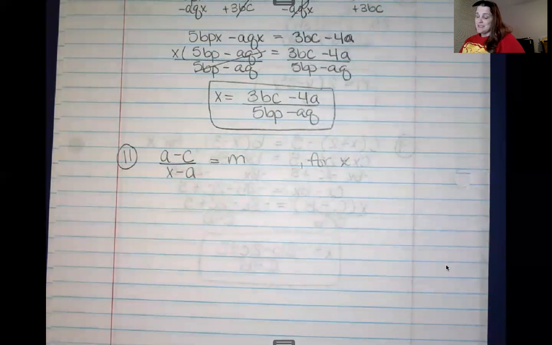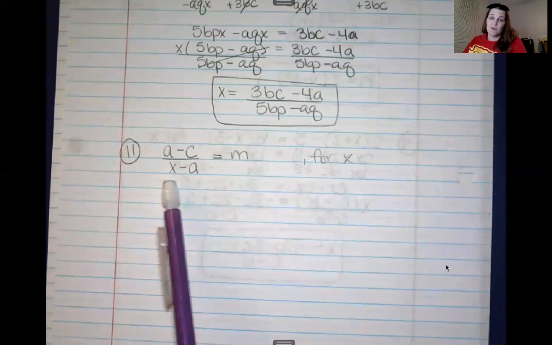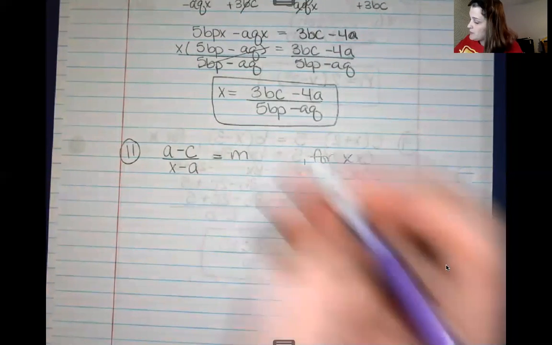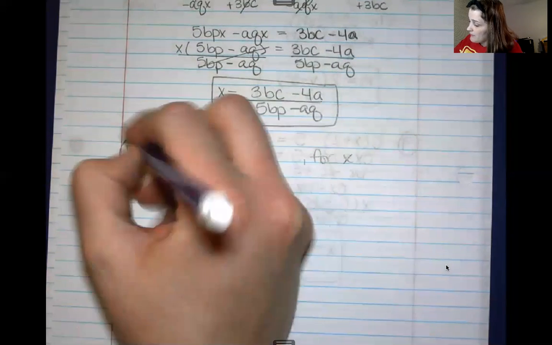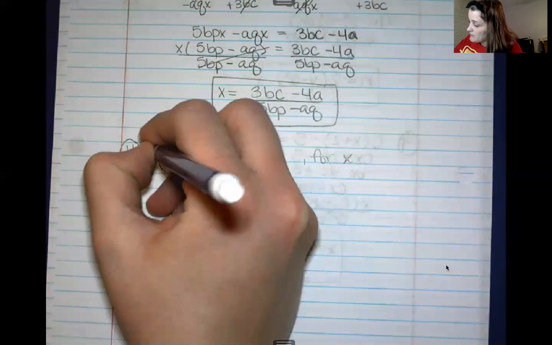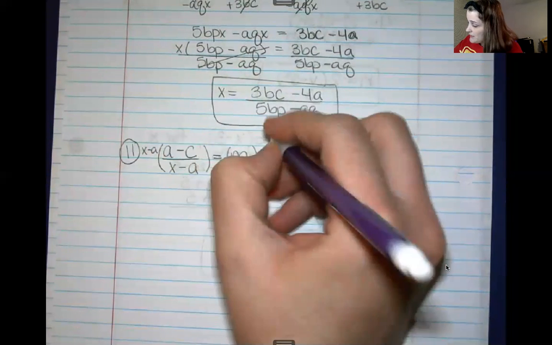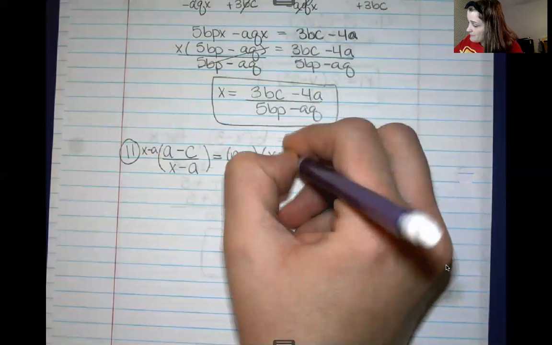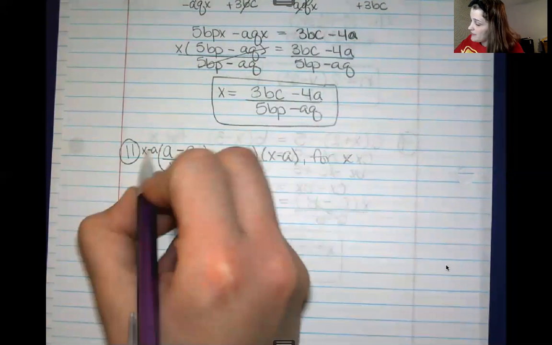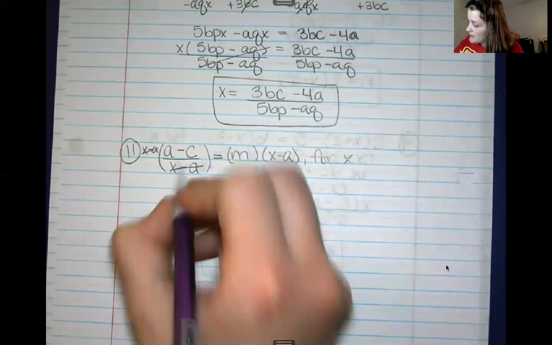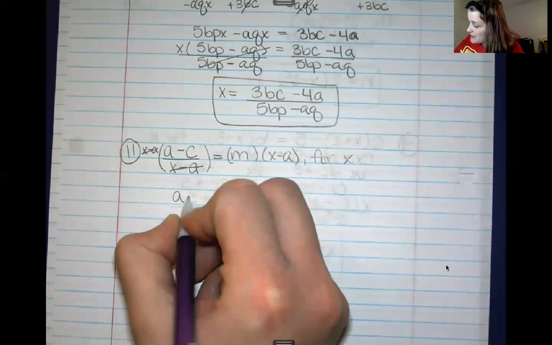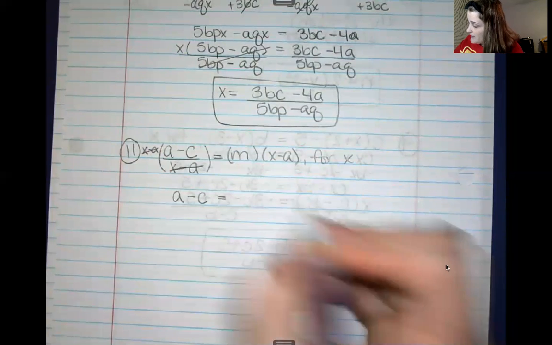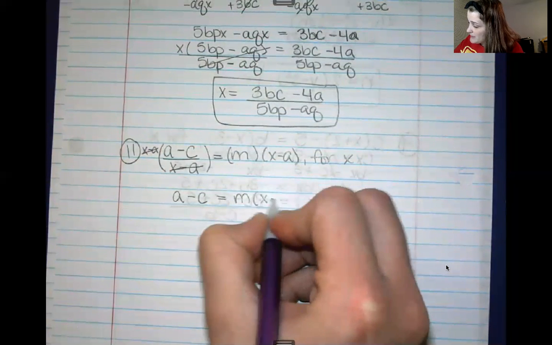So typically, if you have any kind of fraction, you're going to work with that first. And we want to get rid of any type of denominator in a problem, especially since the variable we're solving for is in the denominator. So what I'm going to do first is multiply everything by the denominator. So I'm going to multiply everything by x minus a. When I do that, that will cancel on the left side to leave me with a minus c, and on the right side, I get m times x minus a.